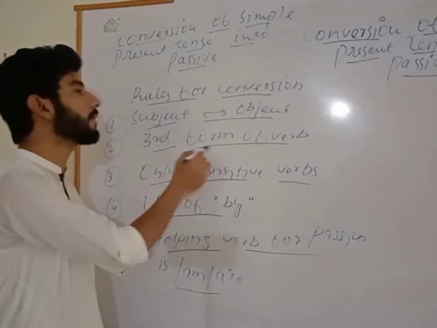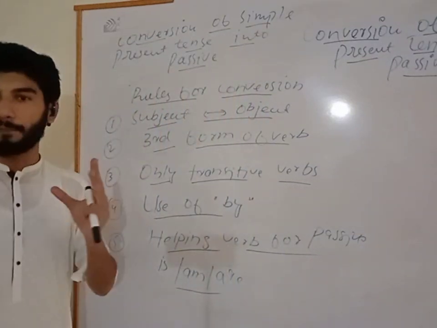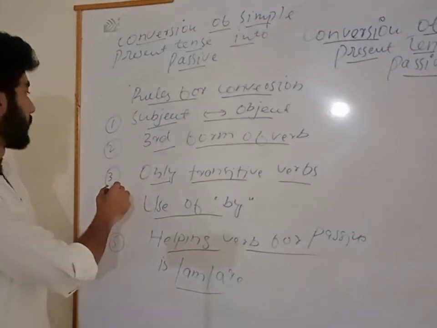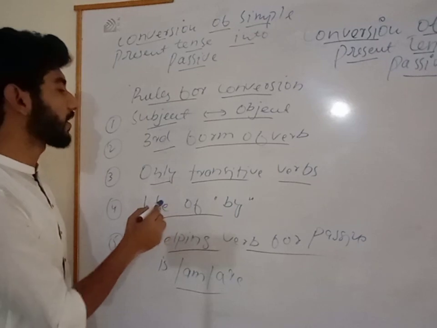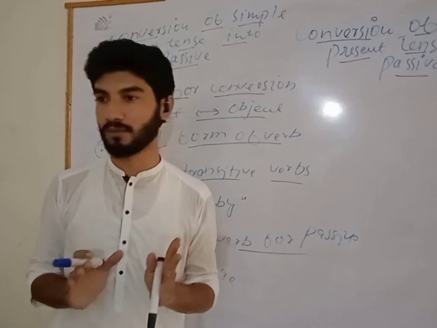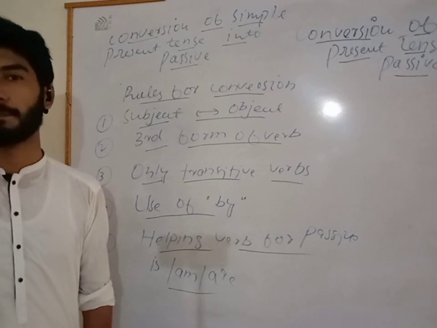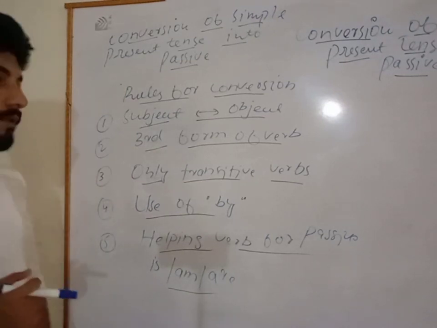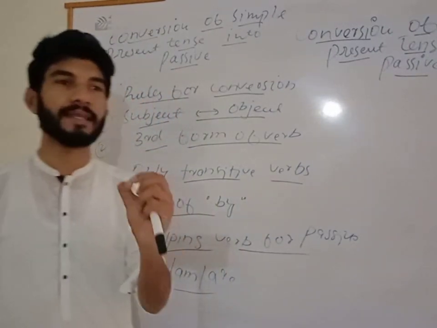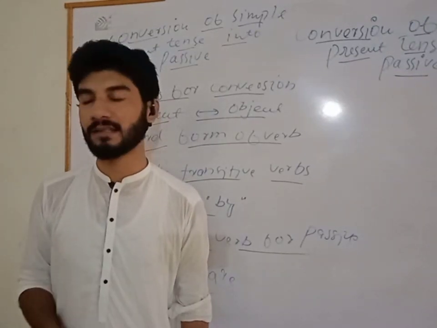Rule number 2: third form of verb is used. Which form of verb is used? Third form of verb, or past participle form of verb, is used. Okay? Rule number 3: only transitive words are changed. Only transitive words. Those words that need an object will be changed into passive. Okay? Use of by as a preposition, but you should be conscious about some words like marry and need, which will take to, and please will take with.